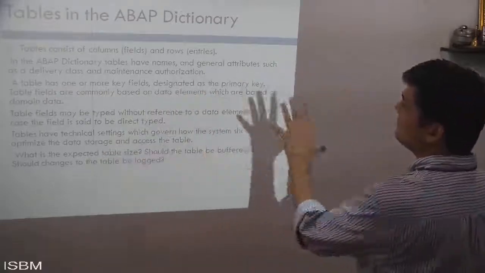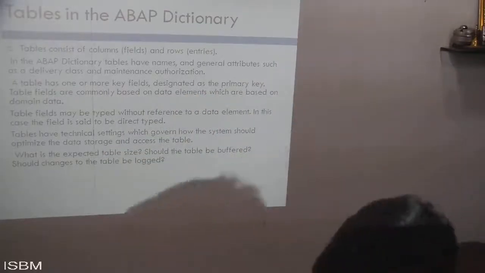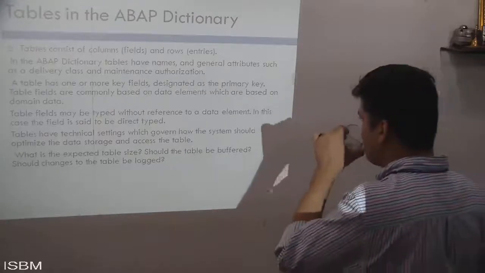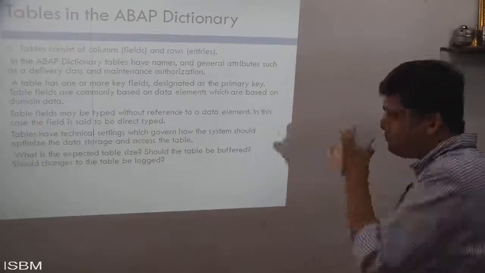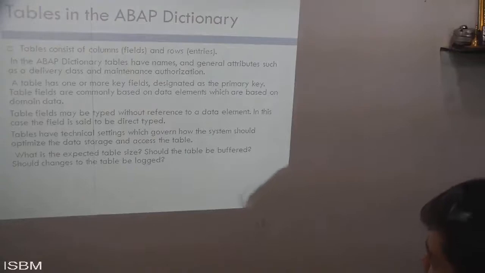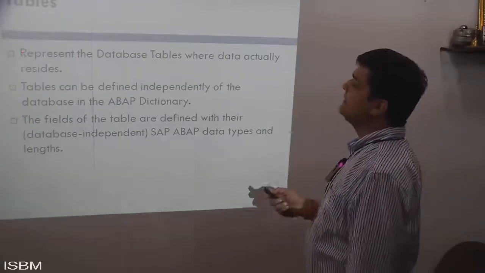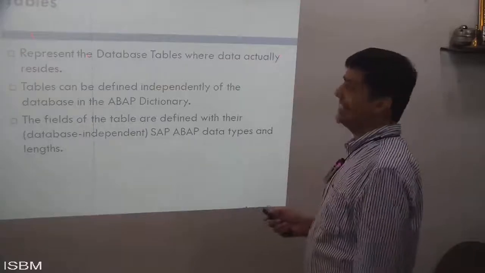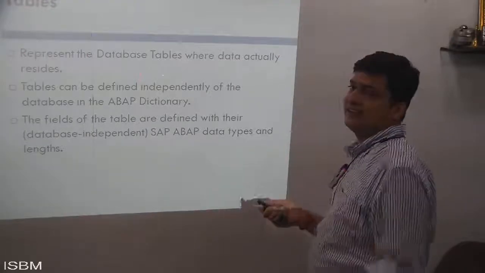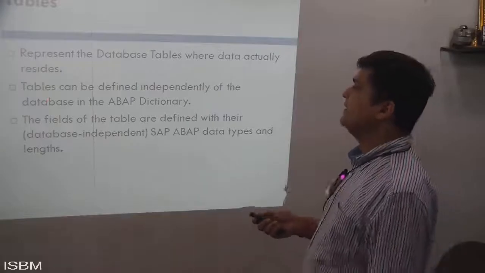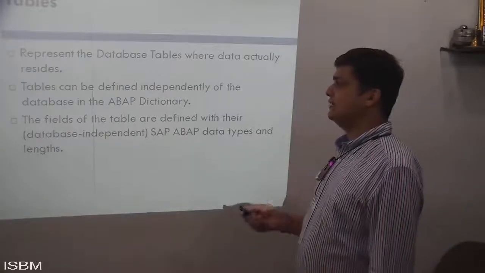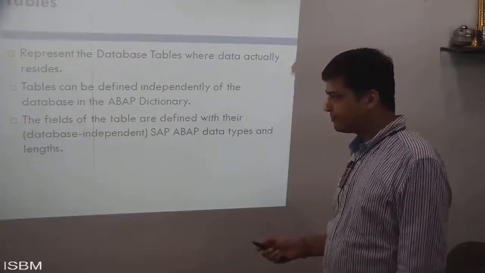These are all the things we can store in the table settings. So this is all about the table in the data dictionary. Tables represent the database tables where data actually resides. This is called a database table. Tables can be defined independent of the database in the ABAP dictionary.